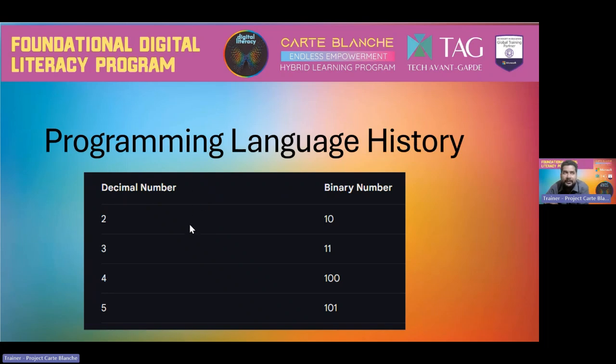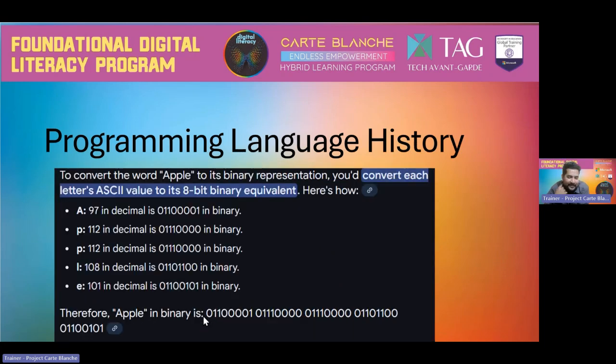That means if they have to type 3, they know how many times they have to give a high voltage and low voltage in the computer to pass a signal, to print something. Imagine if they have to write any small word or any small message, how much difficulty it would be. Because if they have to write something like, let's say, apple. I'll give an example like this.